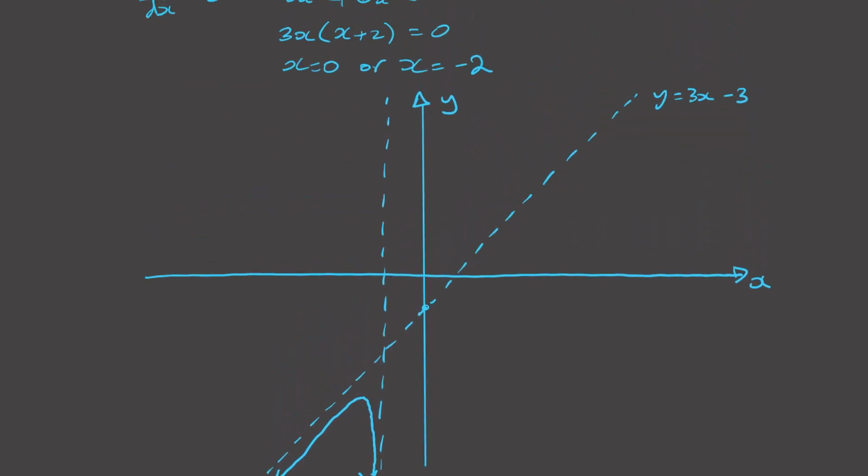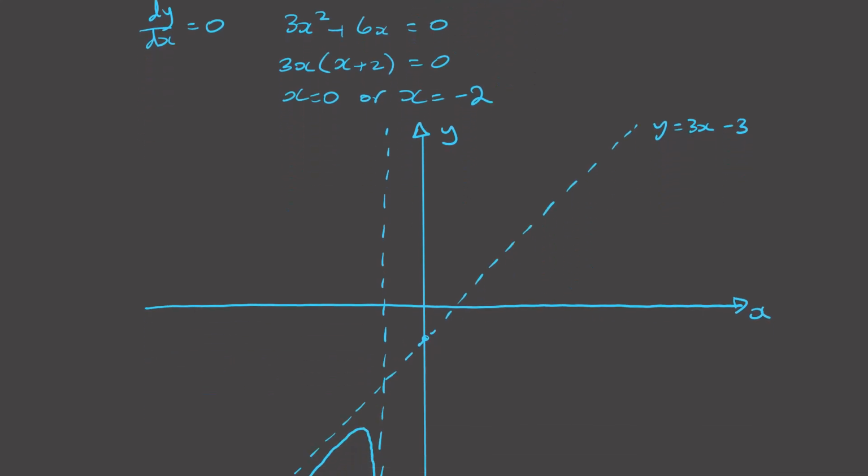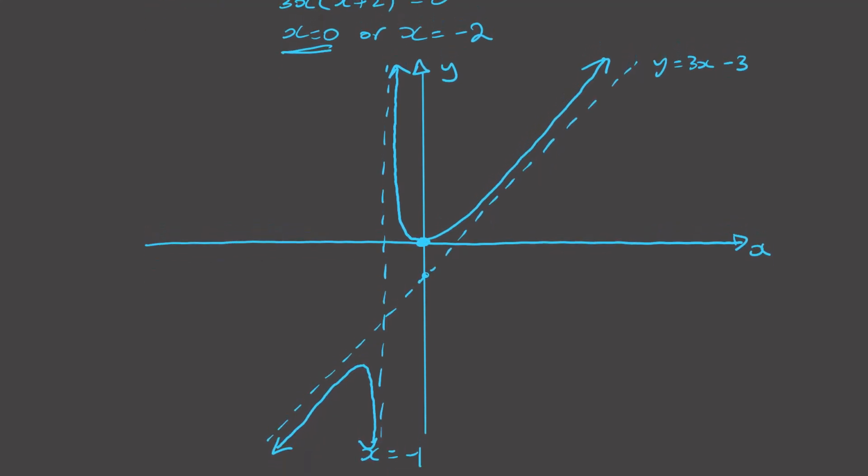Now we also know that it goes through the origin. We also know that's where the turning point is. So it must come down here, take its turning point there, and then head up the asymptote like so. So it's a bit of a detective game. We put all these pieces of information together to get our graph.